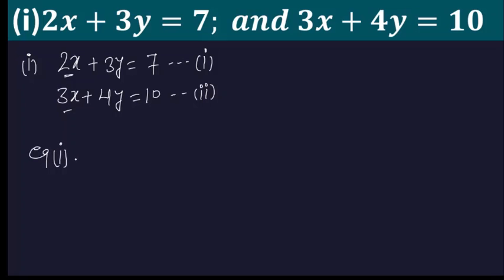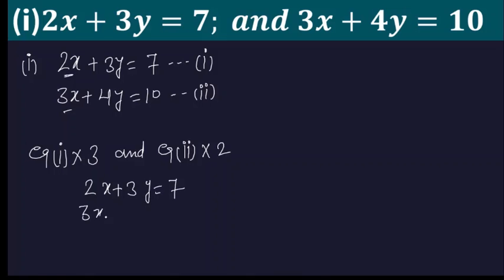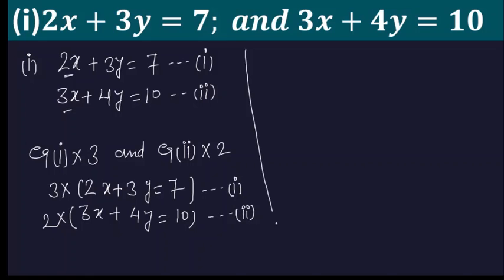So here I am writing: equation number 1 is to be multiplied by 3, and equation number 2 is to be multiplied by 2. You will find 2x plus 3y is equal to 7, 3x plus 4y is equal to 10. We multiply the first equation by 3 and the second equation by 2. Still this is the first equation, still this is the second equation. After multiplying you will find 6x plus 9y equal to 21.